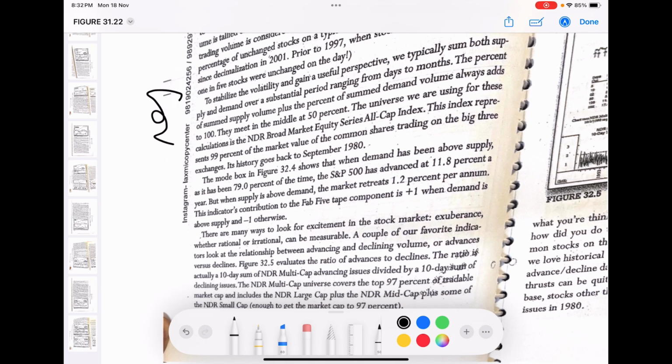The universe we are using for this calculation is the NDR Broad Market Equity Series All Cap Index. This index represents 99% of the market value of the common shares trading on the big three exchanges. Its history goes back to September 1980.